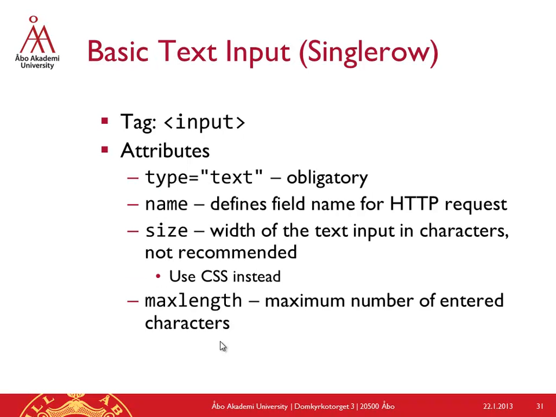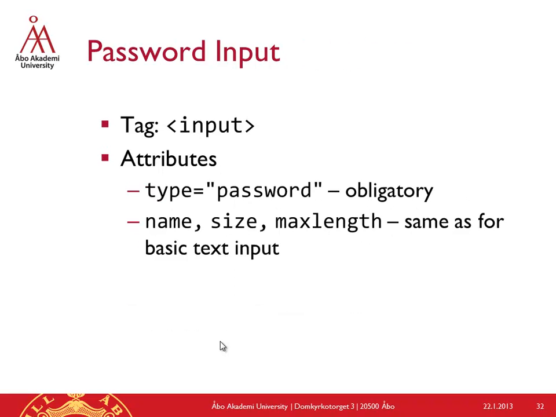Which information you can use, which controls you can use. Basic text input is created by the input tag, and it's obligatory to specify the attribute type equal text. So it's quite easy to specify. So probably most of the information is quite obvious. Yes. The password input is almost the same as the previous one. The difference is that the obligatory attribute type is password, and other attributes are the same. Well, it's also quite obvious.